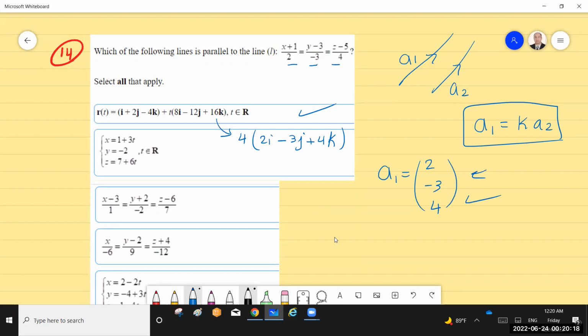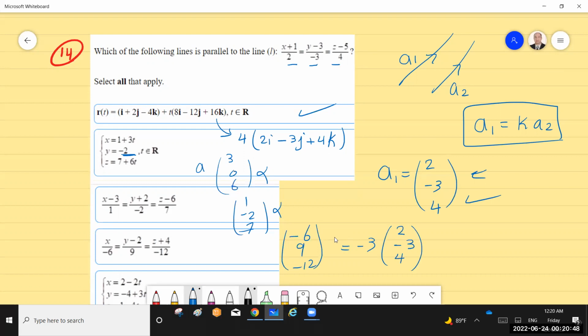Check this one. Here the direction vector is 3, 0, and because we don't have t here, parameter t, 3, 6, that's not parallel. Now this one, 1, negative 2, completely different, 1, negative 2, 7, not parallel. Here the coefficients are negative 6, 9, negative 12. If you take negative 3 as a common factor, you have 2, negative 3, 4. Yes, this line is also parallel to the given line.